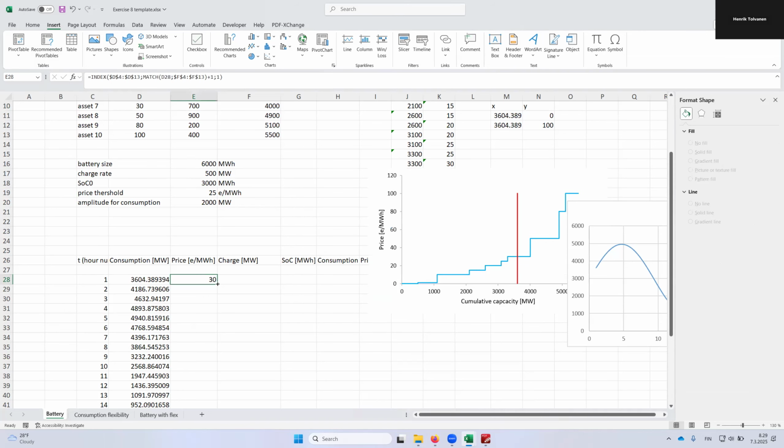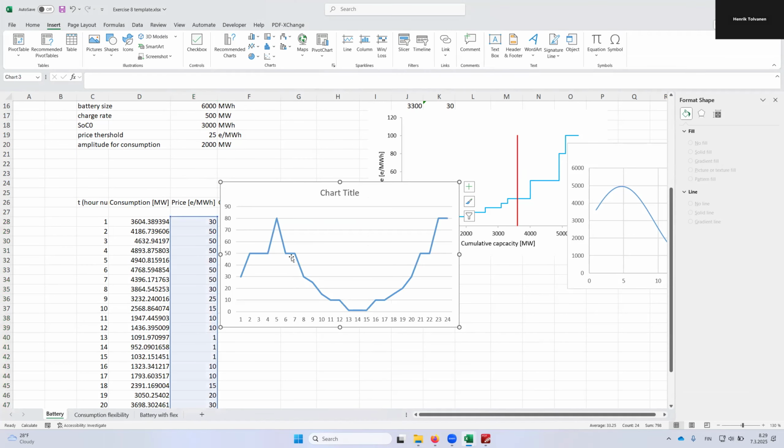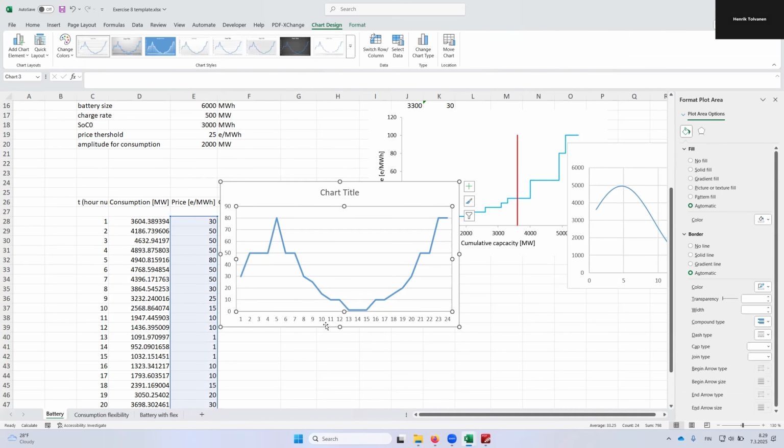And let's go ahead and determine the price for the whole system. And now I can see that it looks something like this. So this is the hour number, and this is the system price.